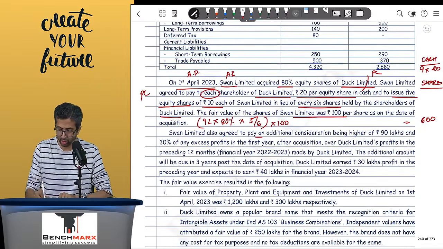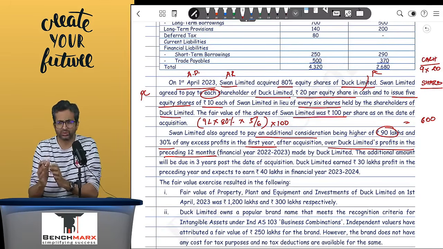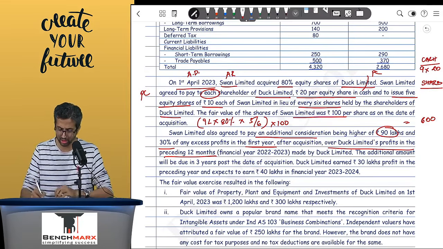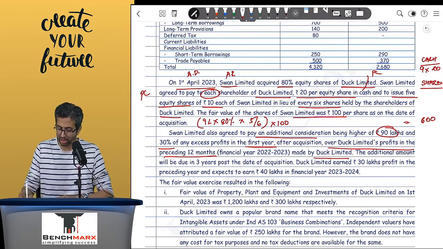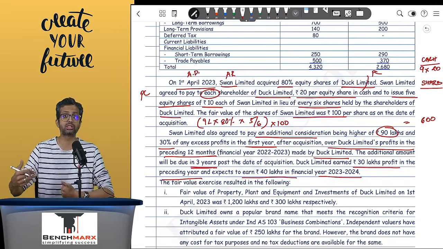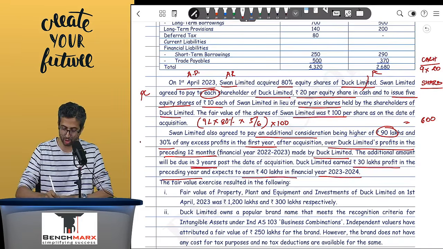Swan also agreed to pay an additional consideration, being the higher of 90 lakhs and 30% of excess profit in the first year after acquisition over Duck's profits in the preceding 12 months. Both of these adjustments are quite similar to the professional dynamic question, which is there in the study material as well. The additional amount will be due in 3 years post the date of acquisition, and Duck earned 30 lakh profit in the preceding year and expects to earn another 40 lakhs in the next year. So basically over here, this is additional consideration to be paid to the owners, and hence this is also treated to be a part of PC.